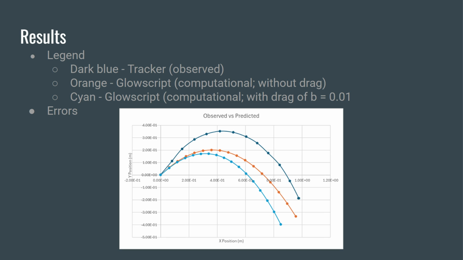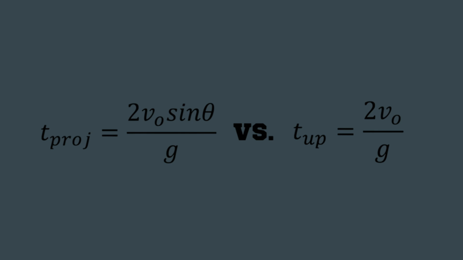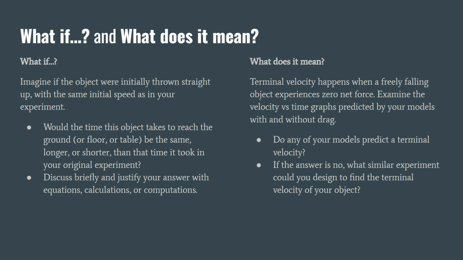Next up are the what if questions, and what does it mean? Would the time the object takes to reach the ground or floor be the same, longer, or shorter than the time it took in the original? You can see in the equation here the time would be shorter since there's no angle theta to account for when the object is thrown straight up. The equations here demonstrate this concept. Or in other words, having zero velocity in the x direction, the equation becomes simply 2 v naught over g.